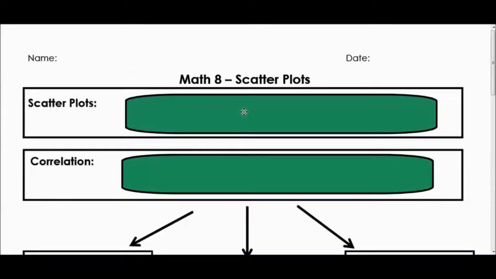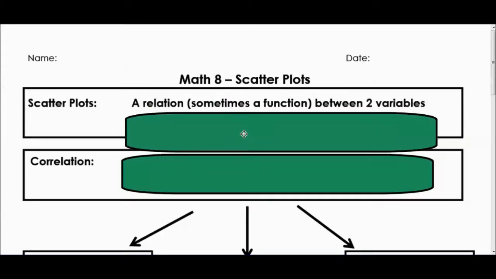The first graph we're going to talk about here is a scatter plot, and that's basically just a relation between any two variables. It's sometimes a function. Like we talked about before, a relation could be a function as long as the x values don't repeat. We'll see that a scatter plot could be a relation or a function. Really, it's mostly just relations, and it's represented as a graph.